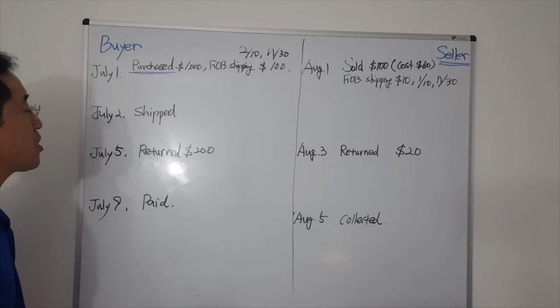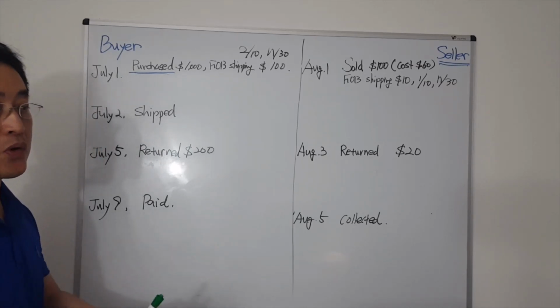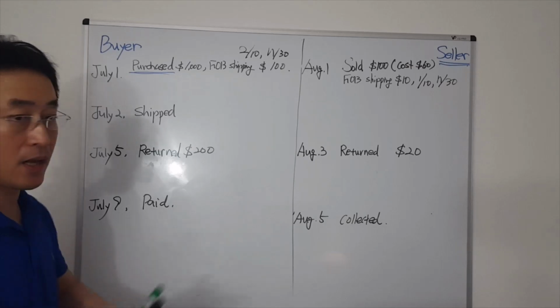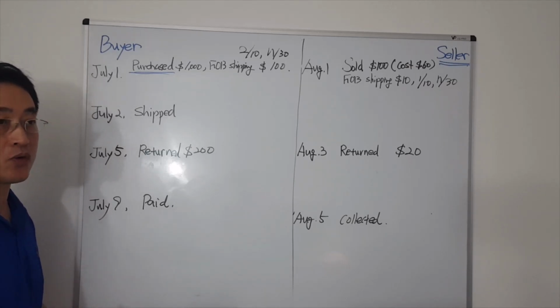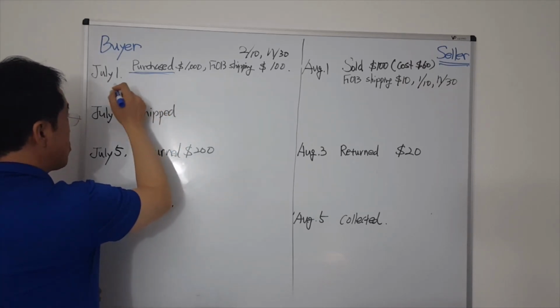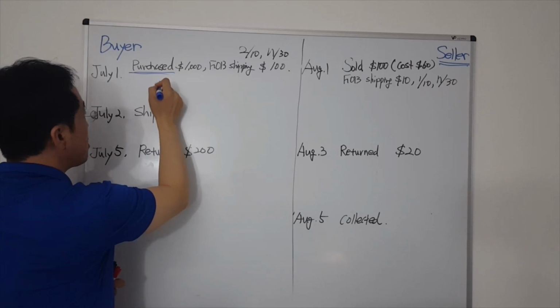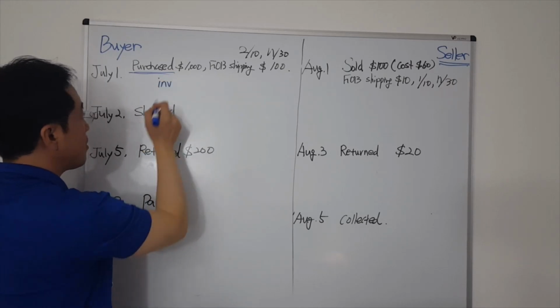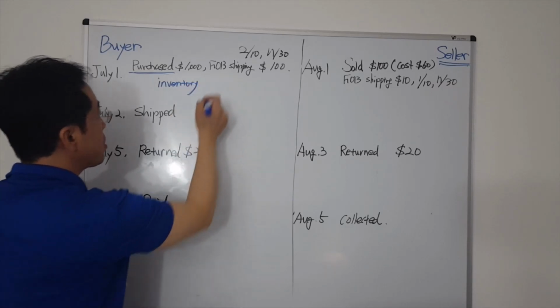Purchase $1,000, FOB shipping point. So how do we record? We purchase inventory to sell, right? So inventory increases. Current asset increase, debit or credit? Definitely debit. So July 1st, date, increase inventory. How much? $1,000.